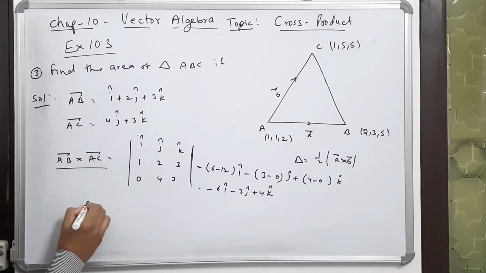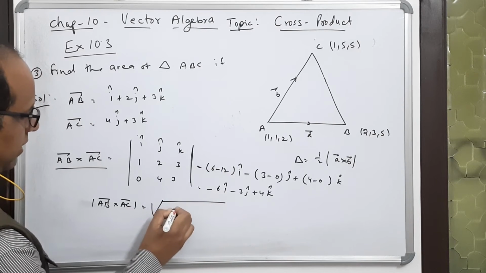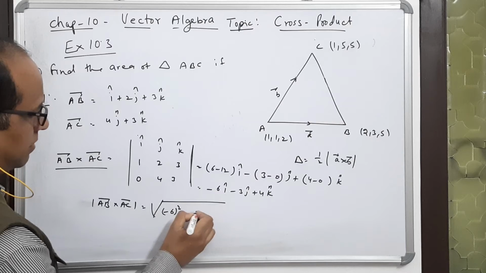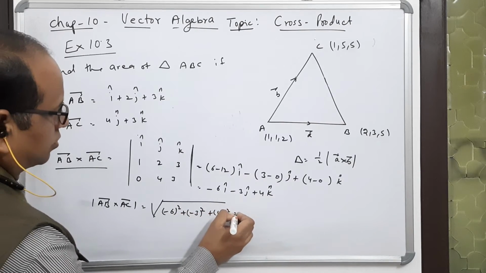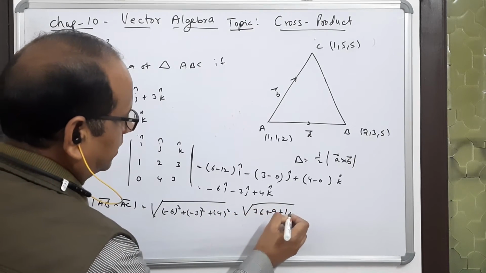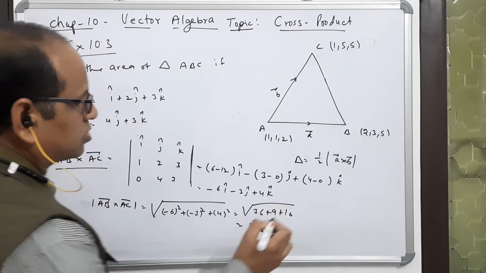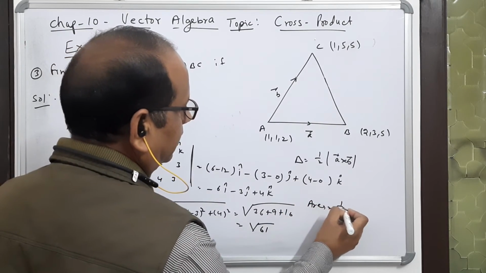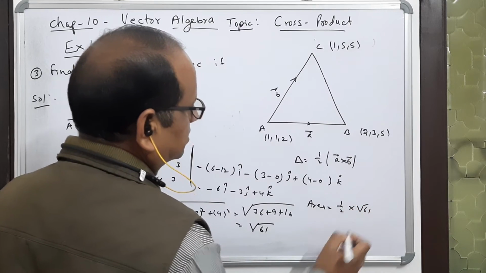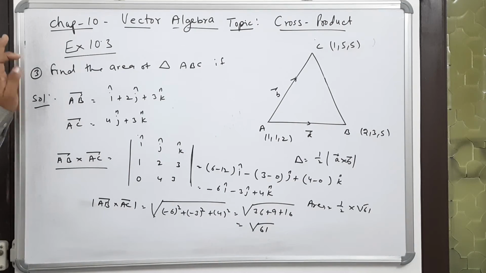And now we calculate the magnitude of this cross product. So the magnitude will be the root of minus 6 squared plus minus 3 squared plus 4 squared. So the answer is 36 plus 9 plus 16. Please see this part very nicely. I hope it is clear to you. And if you calculate, it will be root 61. So what will be the area now? The area will be half into root 61 square units. So in this way, we can find the area of the triangle.